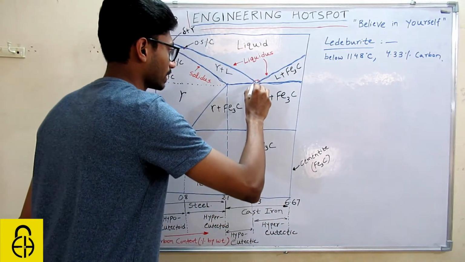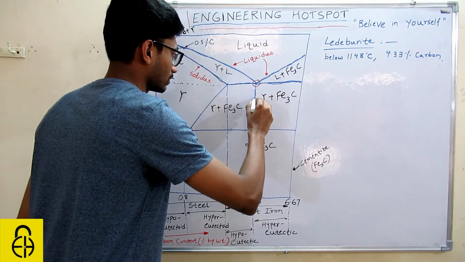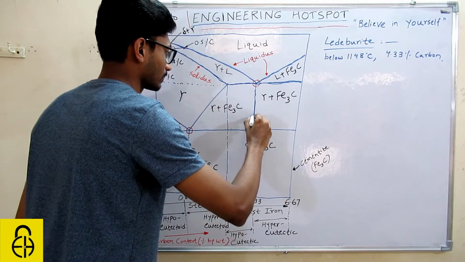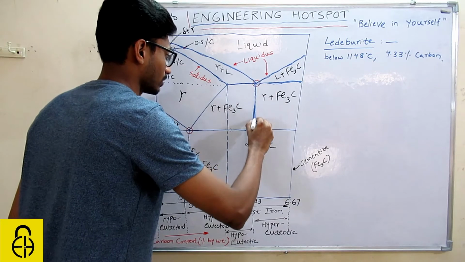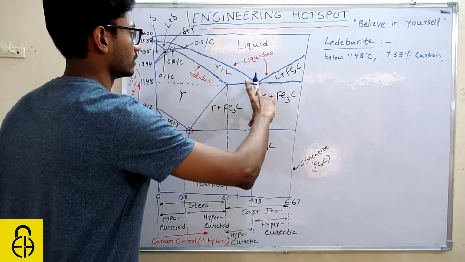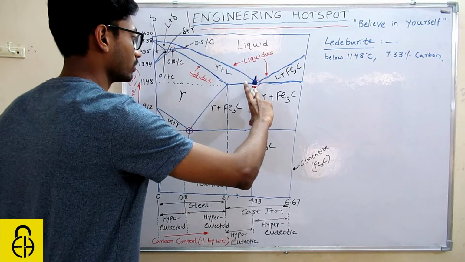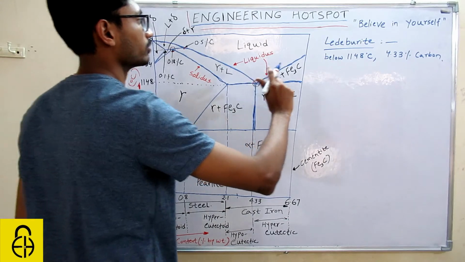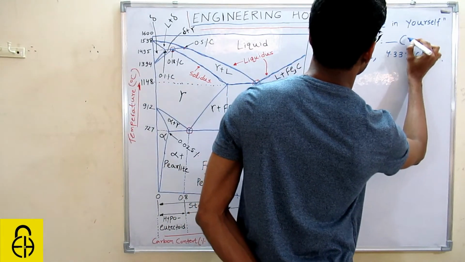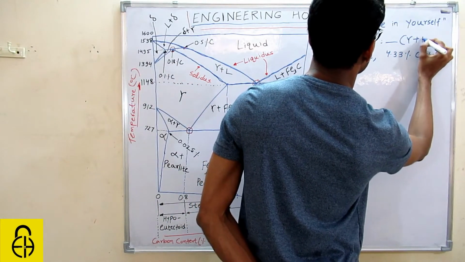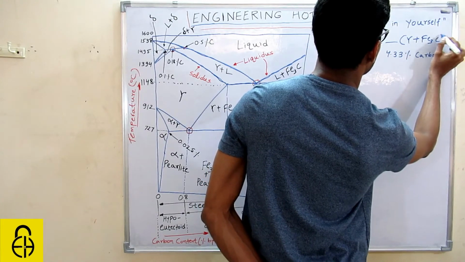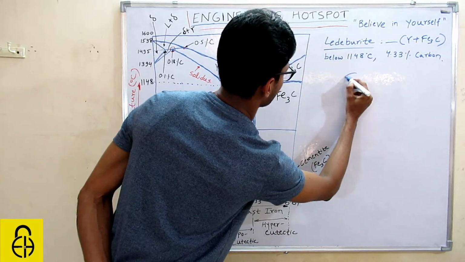if you start moving like this till here, in this region you will have only ledeburite. Ledeburite is basically the mixture of gamma plus Fe3C. So it is again a lamellar structure.